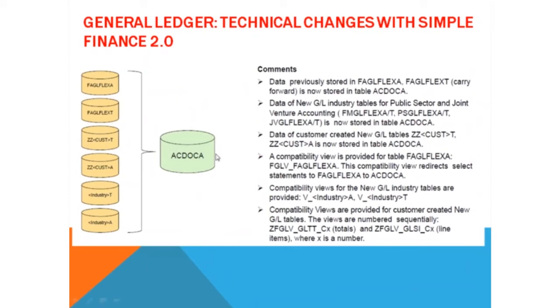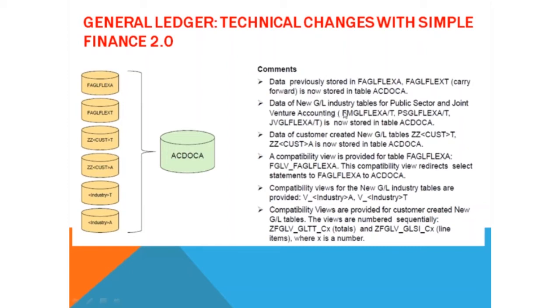ACDOCA is a table, your universal journal, and then you can see FAGLFLEXA, FAGLFLEXT, and all other accounts. These are different tables in SAP. So everything is mapped to your one table. Data previously stored in FAGLFLEXA and FAGLFLEXT carry forward is now stored in the table ACDOCA.